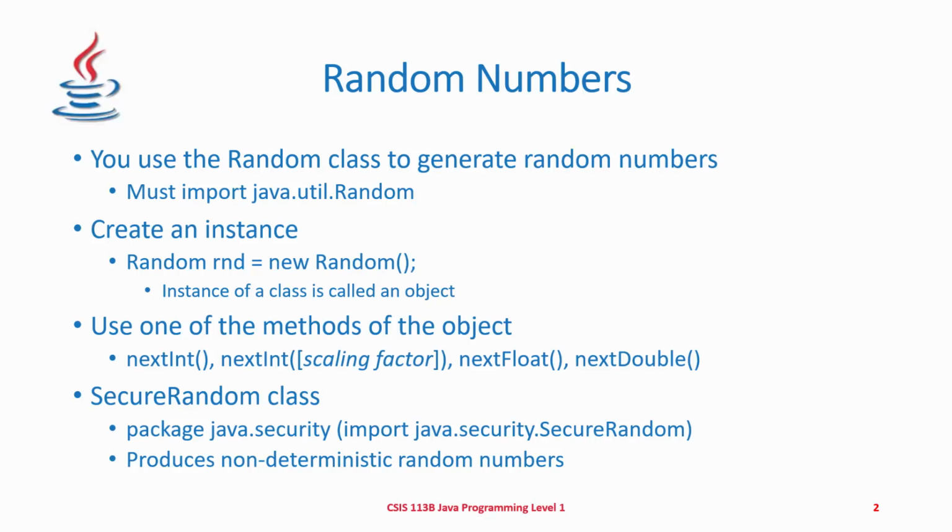Now, I want to make you aware of the fact that we'll be using the Random class in our examples, but there is a newer class called SecureRandom. The problem with the Random class is that it does not produce non-deterministic random numbers. In other words, hackers could hack a program that uses the Random class and be able to predict the numbers that would be, quote-unquote, randomly generated. The package that you find the SecureRandom class in is java.security. But like I say, in this class, all of our examples will be using the Random class.